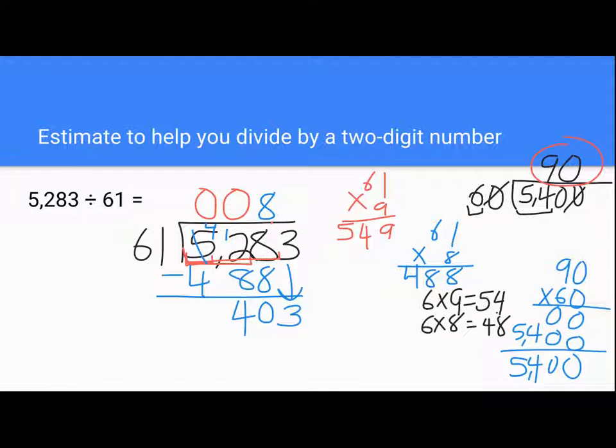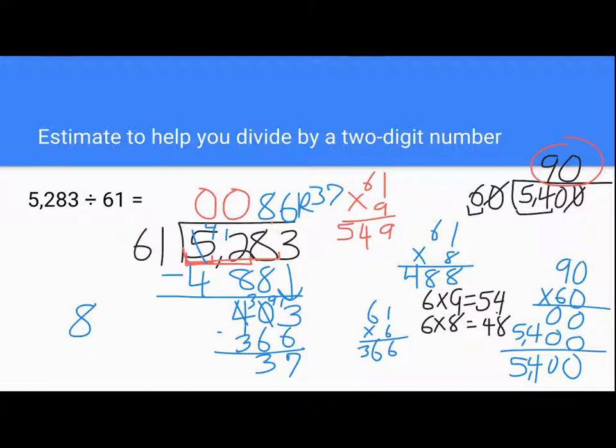If I put the 6 in the ones place, 61 times 6 will be 366. And now I'm going to subtract. I have to regroup from over here, and we end up with 37. And this is my remainder because I've already filled in my ones place. So the answer would be 86 and 37 61ths.